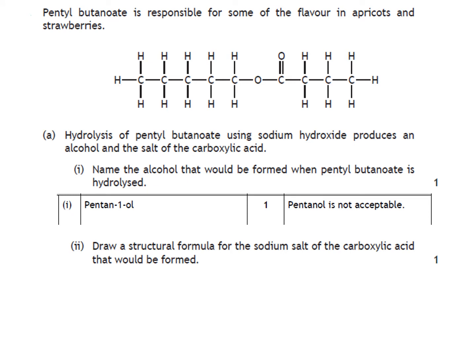And notice as well, because the position of the hydroxyl group is going to be on the end of the molecule, we need to refer to exactly which isomer of pentanol we have, and in this case it's pentan-1-ol, and so you have to refer to that. Next question is, draw a structural formula for the sodium salt of the carboxylic acid that will be formed. Okay, so this is going to be reacting with sodium hydroxide. So we've done the first stage of making a soap. That's the hydrolysis. We're splitting up into the alcohol, the pentan-1-ol, and then the carboxylic acid. So that would be 1, 2, 3, 4. So that would be butanoic acid.